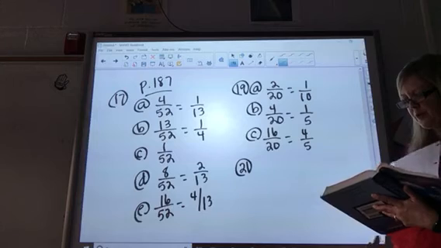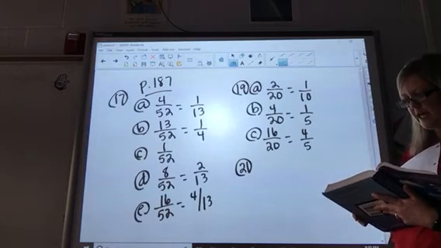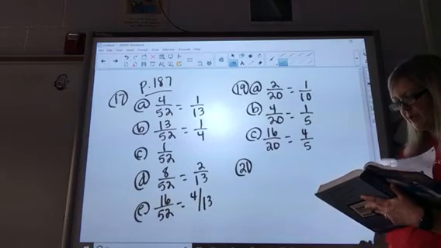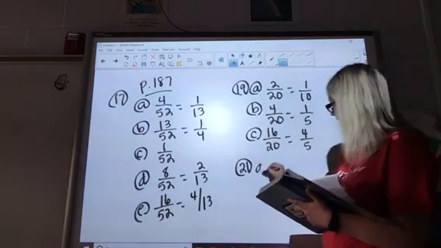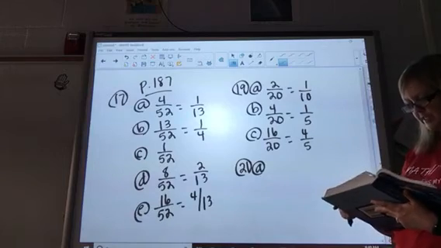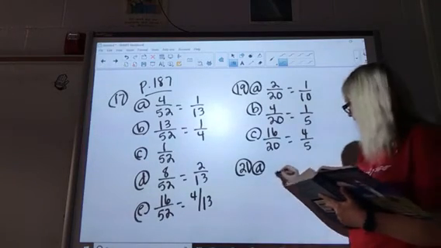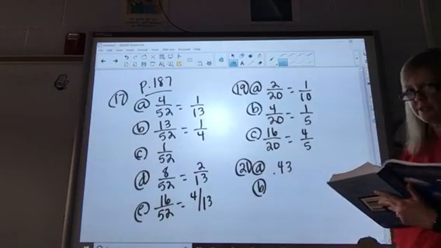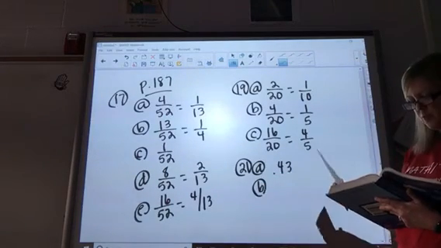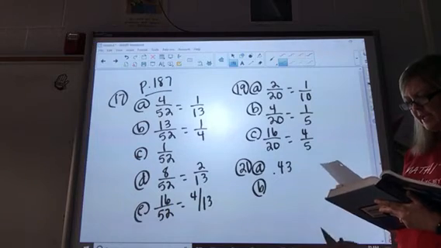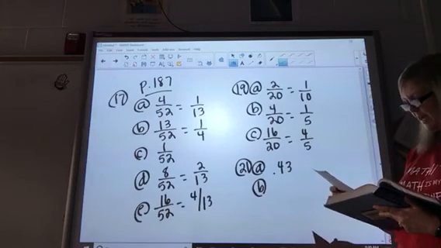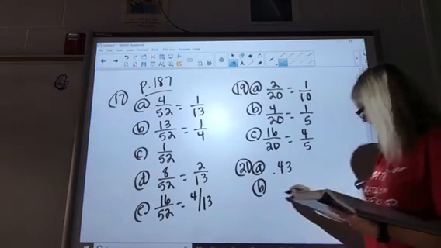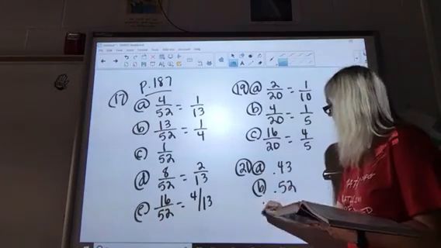21 is talking about blood. It says it's grouped into 4 types, and it gives the percentages. It says choose one American, find the probability that A, this person has type O blood. We need to make that a decimal. You know, to make a percentage a decimal, you move it 2 places to the left. So that's 0.43. B, has type A or B, I would add those together, make it a decimal, so that's 0.52.